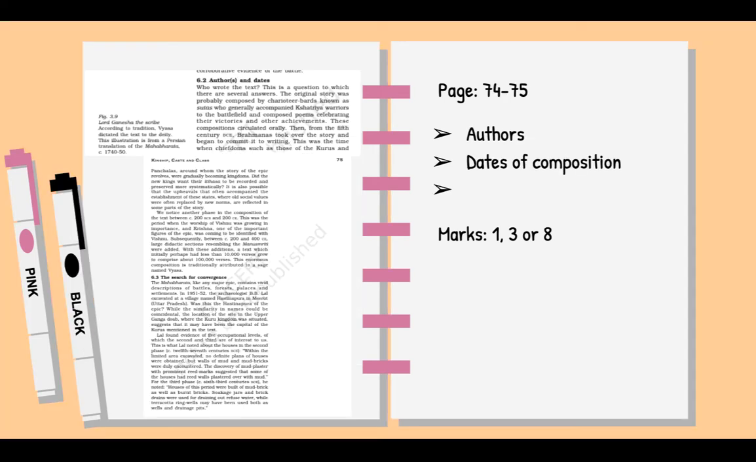Then pages 74 to 75 talk about authors and dates of composition, and what are some of the meeting points. So when you look at authors, it probably started with the charioteer bards, and then later on the Brahmins took over. So you could get questions on that. What are the rough dates of composition? Roughly, most scholars agree that it was only during the Gupta period that the final version of the Mahabharata was completed. And then you also have a discussion on a convergence, or what archaeological evidence do we have for the Mahabharata.